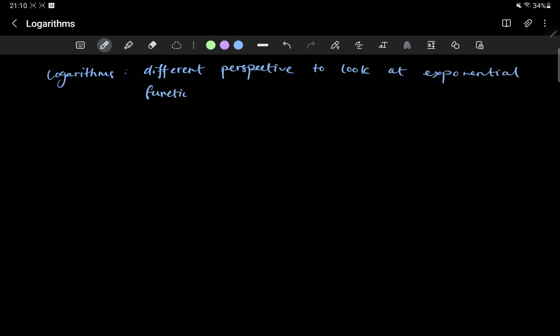Okay, so today we are going to be discussing the logarithm topic. To start things off, I'm just going to introduce logarithms as a different perspective to look at exponential functions. This is not a proper definition and perhaps it is kind of vague, but let's just look at an example to see what I mean.